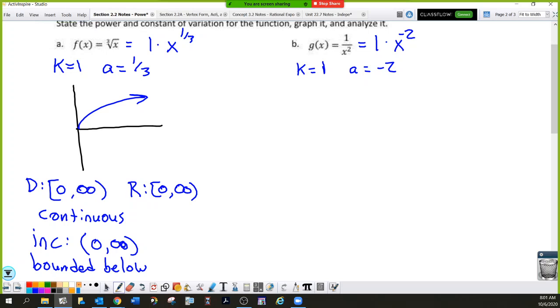And sticking to the positive side of the graph. I told you and I showed you with Desmos that when the exponent is negative, the graph is asymptotic to both the x and the y-axis. And since my constant of variation is positive, this graph basically looks like this. Asymptotic to x and y. That's good enough. That's enough knowledge for this stuff.